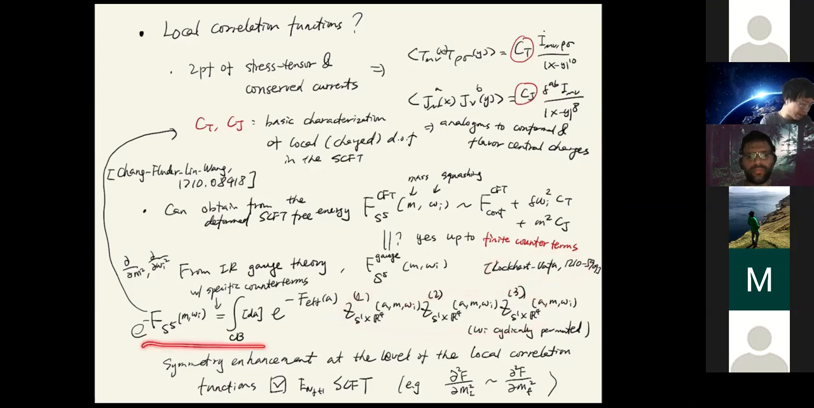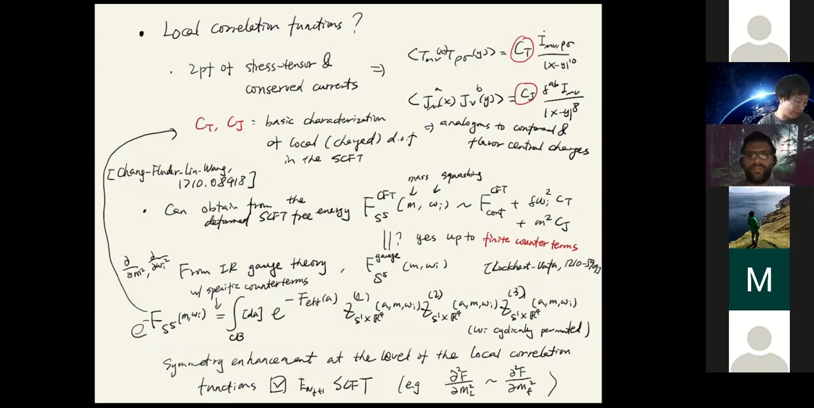And with this very explicit formula, you can apply this to known IR gauge theory descriptions of superconformal fixed points in 5 dimensions. For example, the Seiberg-Morrison theories. And as explained in this paper, you can indeed directly compute this CT and CJ for these theories. Okay, and as a byproduct, you can check that symmetry enhancement is respected at the level of the free energy.